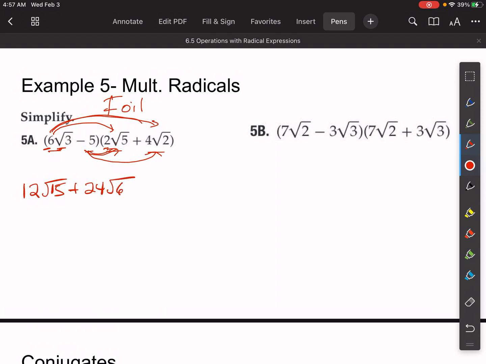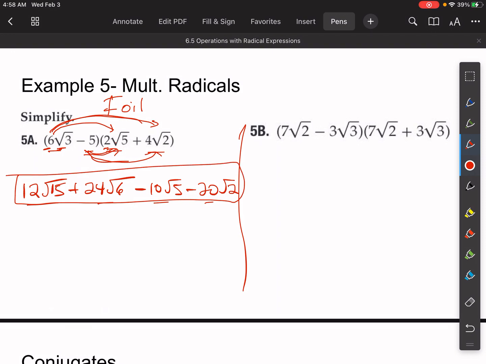Okay, now let's do our insides. We have minus 10 root 5, and then minus 20 root 2. All right, nothing can be combined here. There's no like terms, so we are done. On to the next one here.